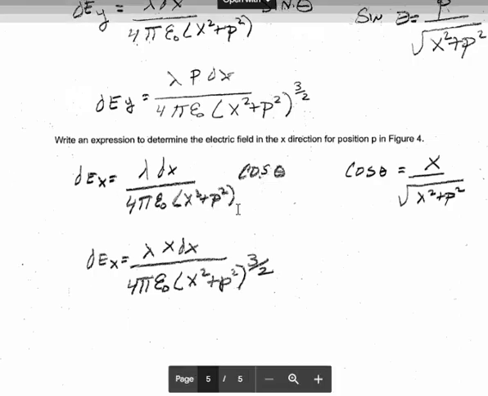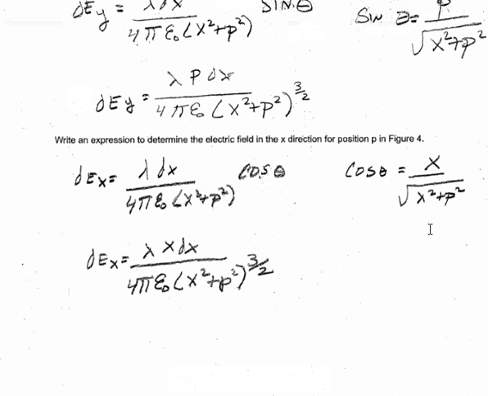And that's how we handle the difference between Gaussian and non-Gaussian. When there is symmetry, we can use Gauss's law, which makes things a lot faster. When symmetry is not there, we must use our driving differential expression, dE is equal to dq over 4 pi epsilon naught r squared.